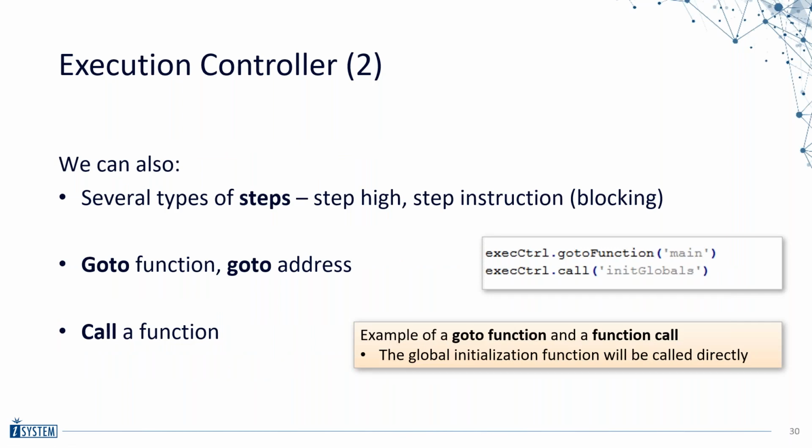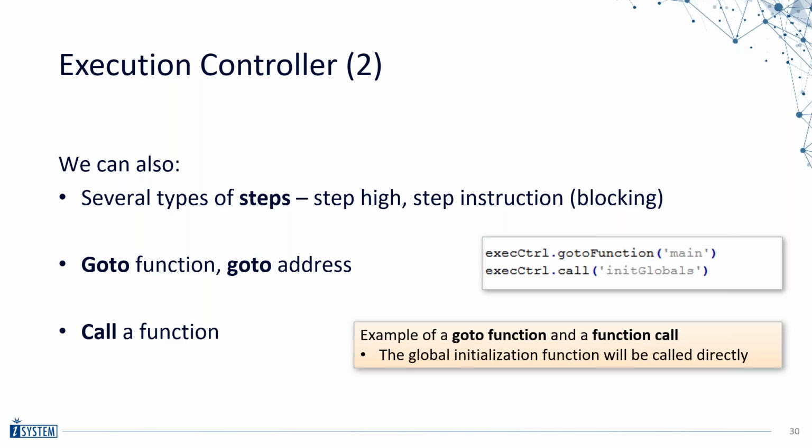The next class of this execution controller is the functionality of stepping. The stepping is blocking, means it will always execute, so that the Python can continue. We have so-called stepping high, meaning we step on the source level, and step instruction on the low level. It means on the binary disassembler level. So we can step on the source or we can step on the binary level.